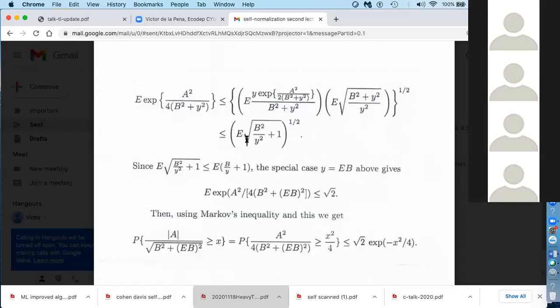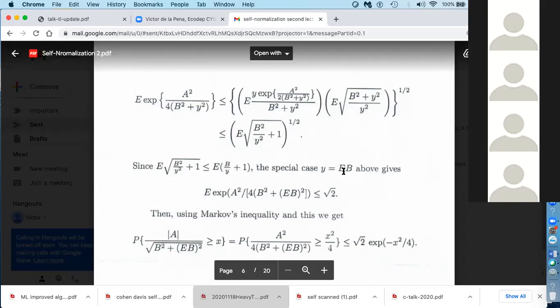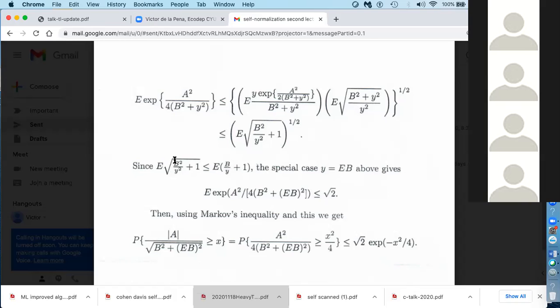And then we notice that the square root is a concave function. So I can bound this expectation by the expected value of b over y plus 1. Now, since y is any number bigger than 0, I can replace it by expected value of b, and this gives me that this expectation is less than or equal to 2. So this is b over expected value of b plus 1. So that's less than or equal to 2. And this gives me the bound: expected e to the a squared over 4 times b squared plus expected b squared is less than or equal to the square root of 2.